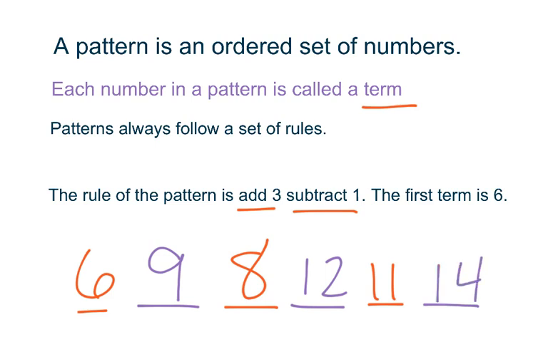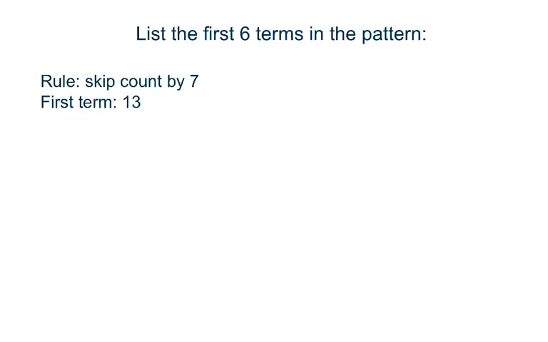So that's what a number pattern looks like. I'm just continuing to follow the order and the rules that my pattern gives me, starting with the first term and moving on from there. Usually you'll have to list about 5 or 6 terms in your pattern, which means 5 or 6 numbers that continue in your pattern. So I want you to go ahead and complete this pattern. The rule for this pattern is skip count by 7, and the first term is 13. I want you to list the first 6 terms in this pattern. So you have 6 terms, 1, 2, 3, 4, 5, 6. You're already given the first one in your rule, and then move on from there.